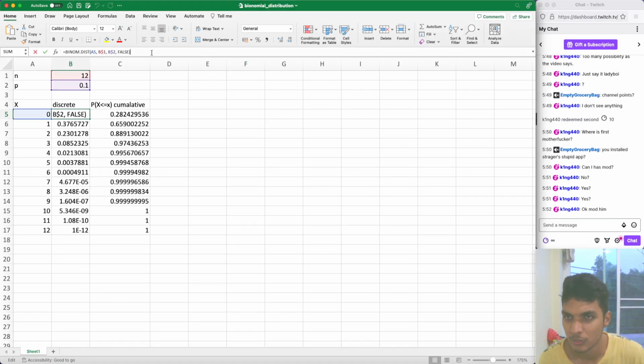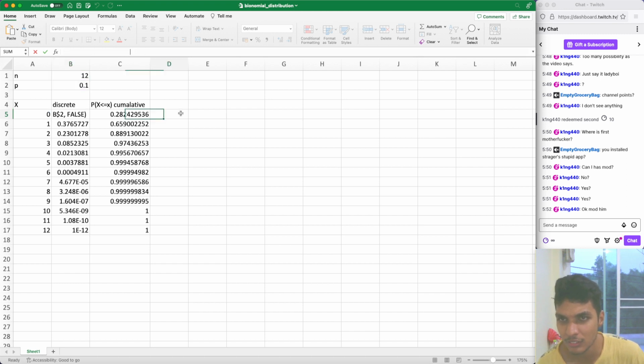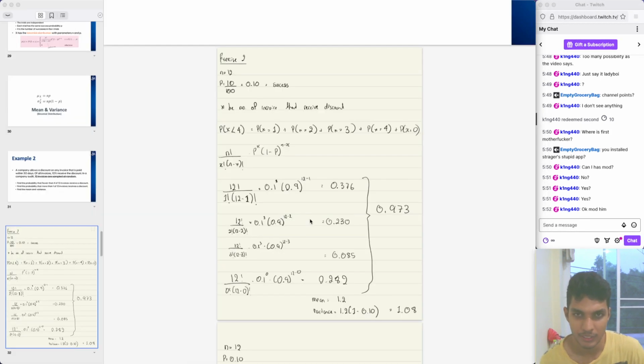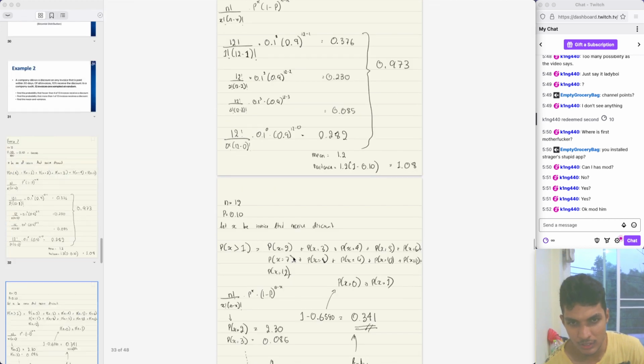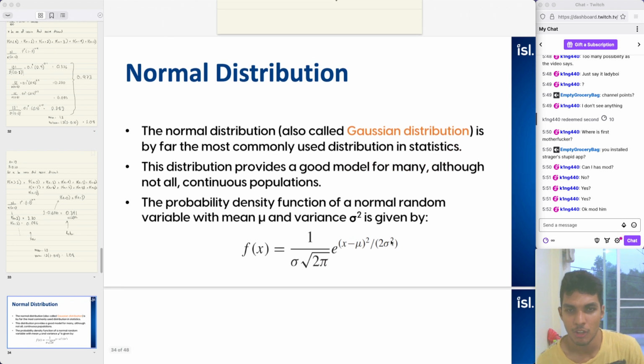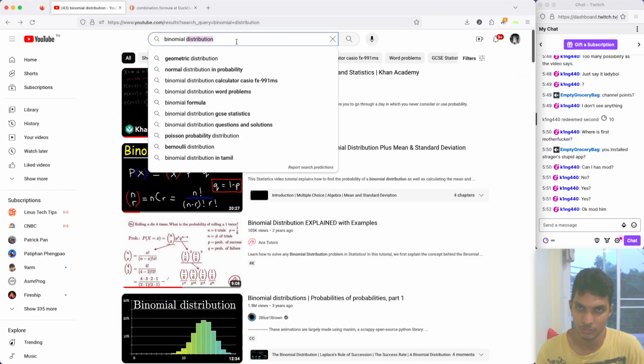So you can use binomial stats, okay, and then false accumulated, right? Don't save. Okay, so you can use this, and if you want to find, you can minus that. Cool. Normal distribution.